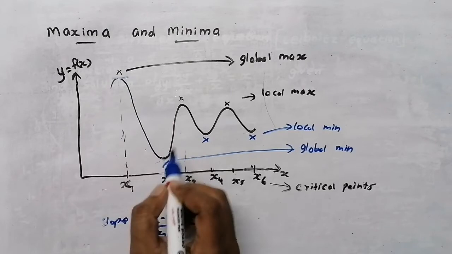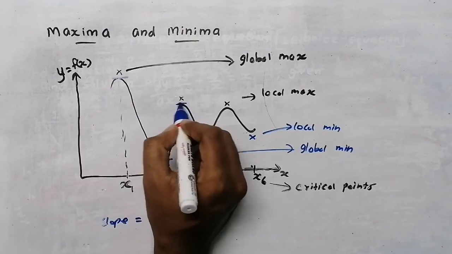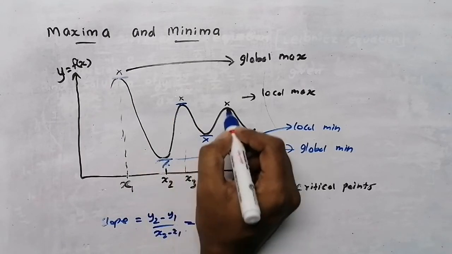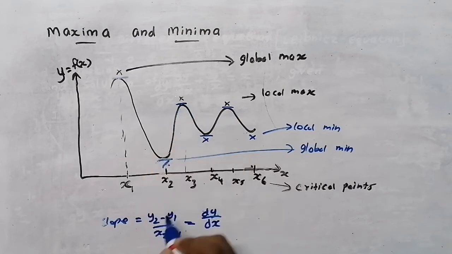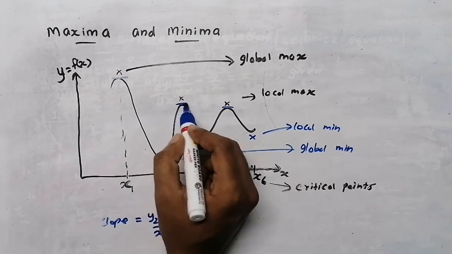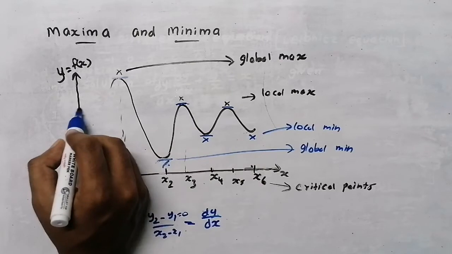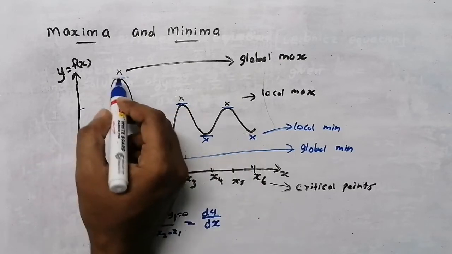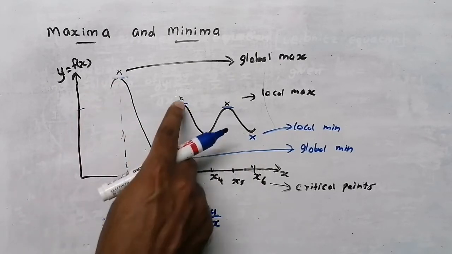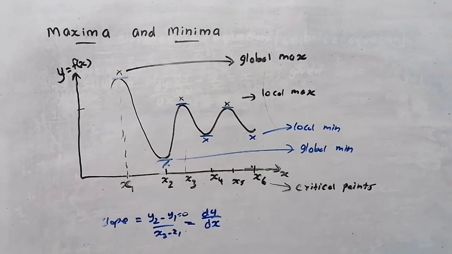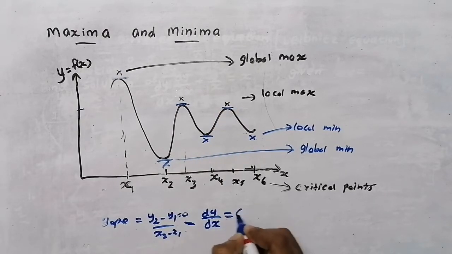See, here it is parallel. Here it is parallel. Here it is parallel. Parallel to the x-axis means there is no change in slope. y2 minus y1 is 0. See, both y2 and y1 are at the same point. So slope is 0. Slope is 0 at critical points. Slope means dy by dx equal to 0 at critical points.